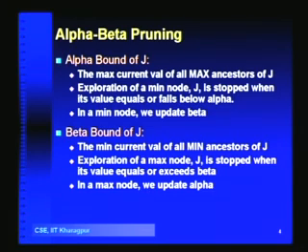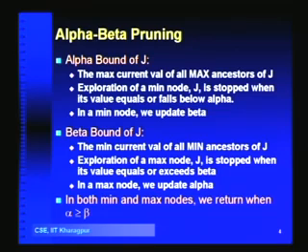Now, before we go into the algorithm, okay, right. Now, when do we return, when do we backtrack? So, in both min and max nodes we will return when alpha is greater than or equal to beta. Now, see, this criterion is actually encompassing these criteria, that exploration of a min node is stopped when its value equals or falls below alpha, and exploration of a max node is stopped when its value equals or exceeds beta.